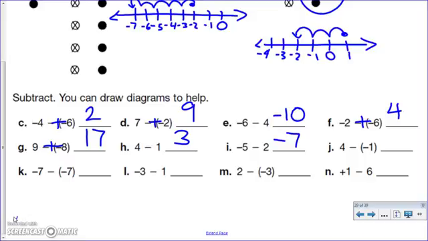For J, you have 4 minus -1, so that becomes plus, which becomes 5. For K, we have -7 minus -7. So 2 minuses in a row become a plus, which then becomes -7 plus 7. And we know a number and its opposite equals 0 when they're combined.